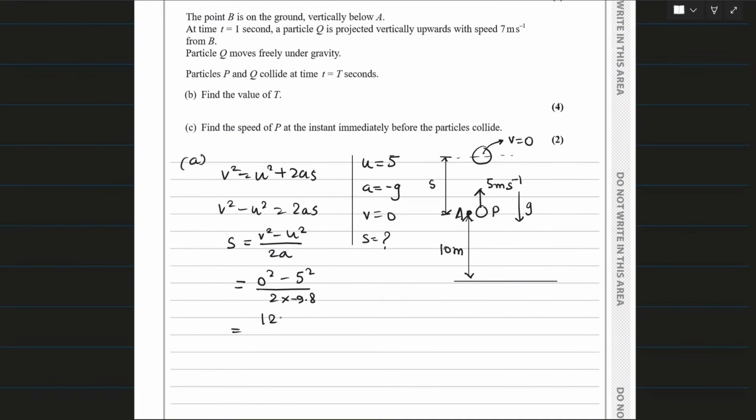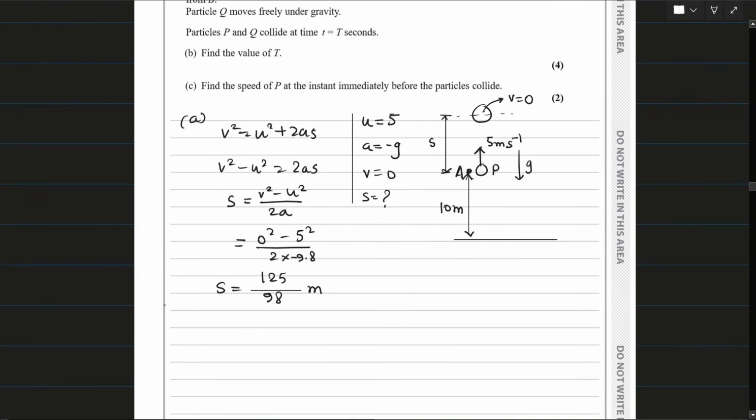From this, we get 125 divided by 98 as the maximum height. This is the maximum height. The maximum height reached by our particle P above the point A is 125 by 98.